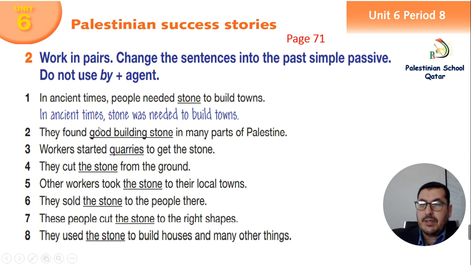towns. Number 2, they found good building stone in many parts of Palestine. Where is the verb? Yes, found. So underline the verb.